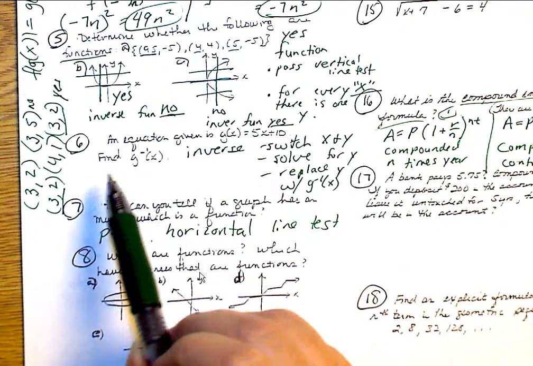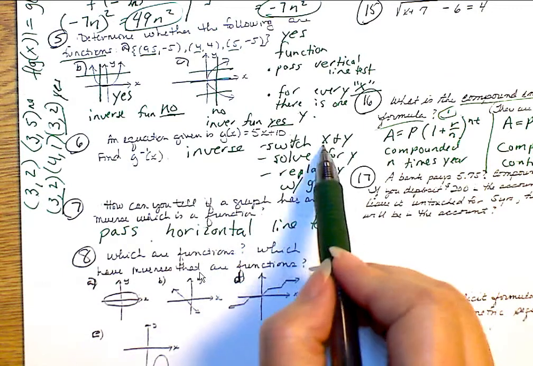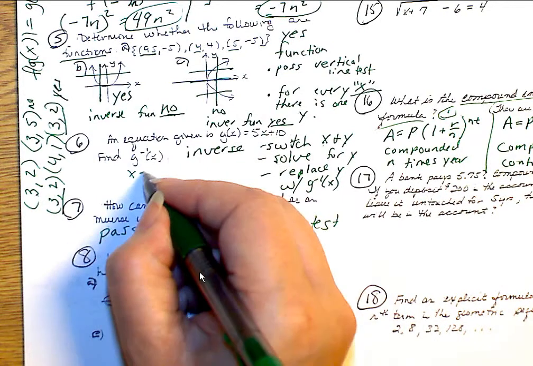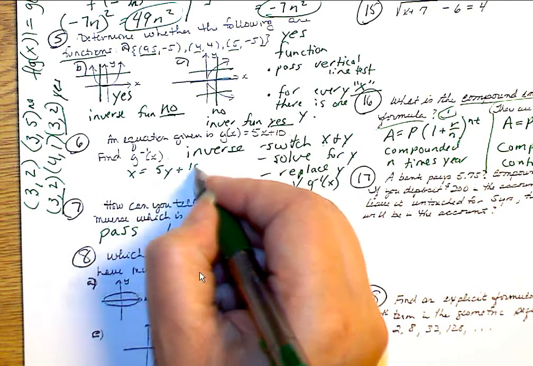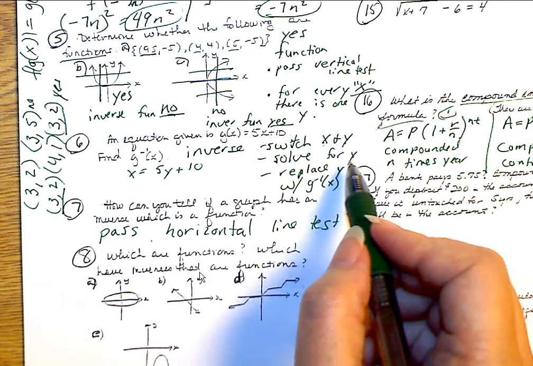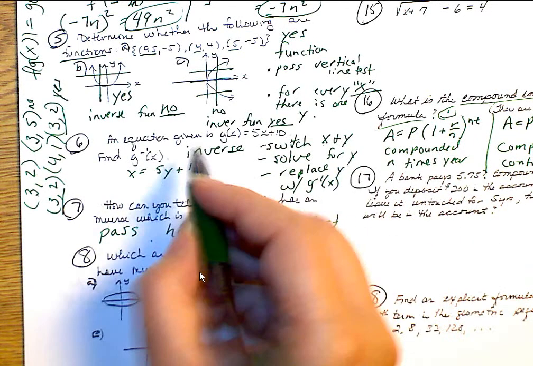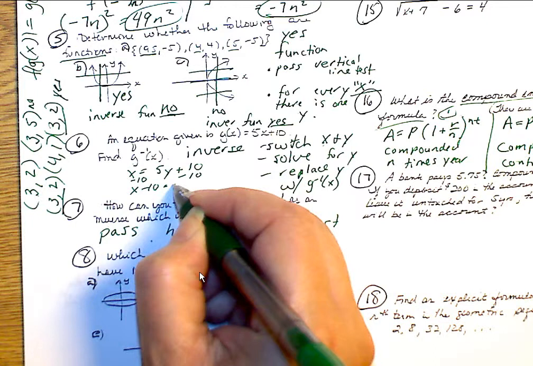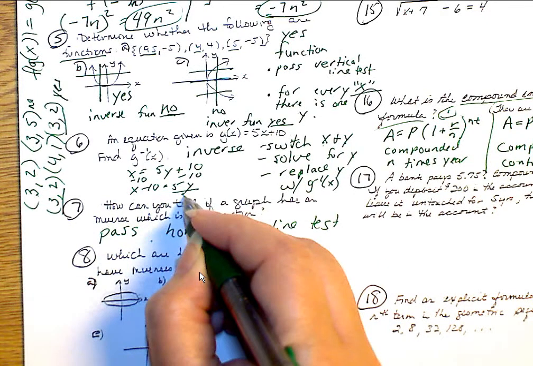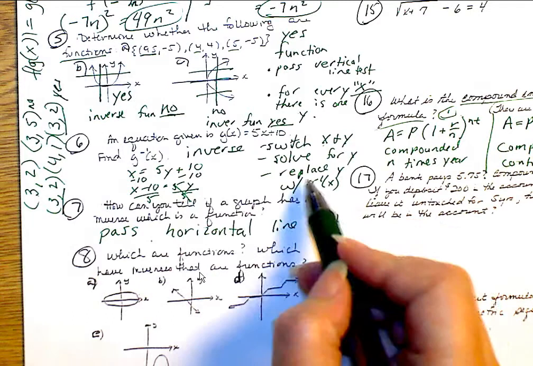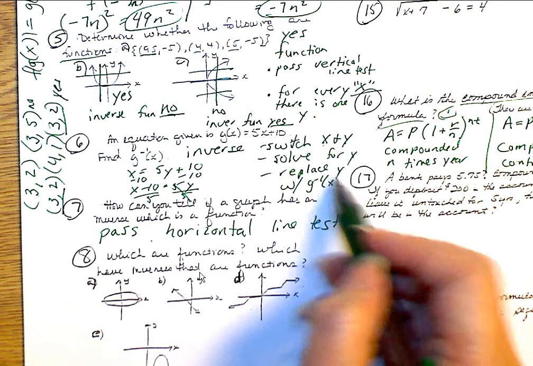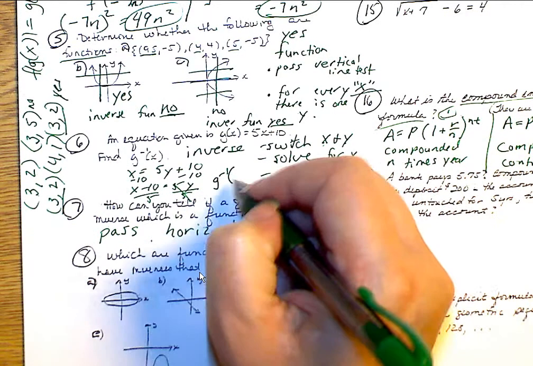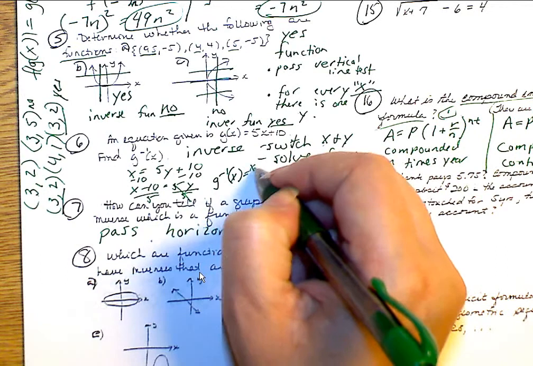Number 6. It said to find the inverse of it. So it says to switch x and y first. So I'm going to switch x and y. So I'm going to say x equals 5y plus 10. And then it says to solve for y. So we are going to go and subtract 10. And I get x minus 10 is equal to 5y. Divide by 5. Then it says to replace y with our inverse function sign. So I'm going to have g inverse of x is equal to x minus 10 over 5.